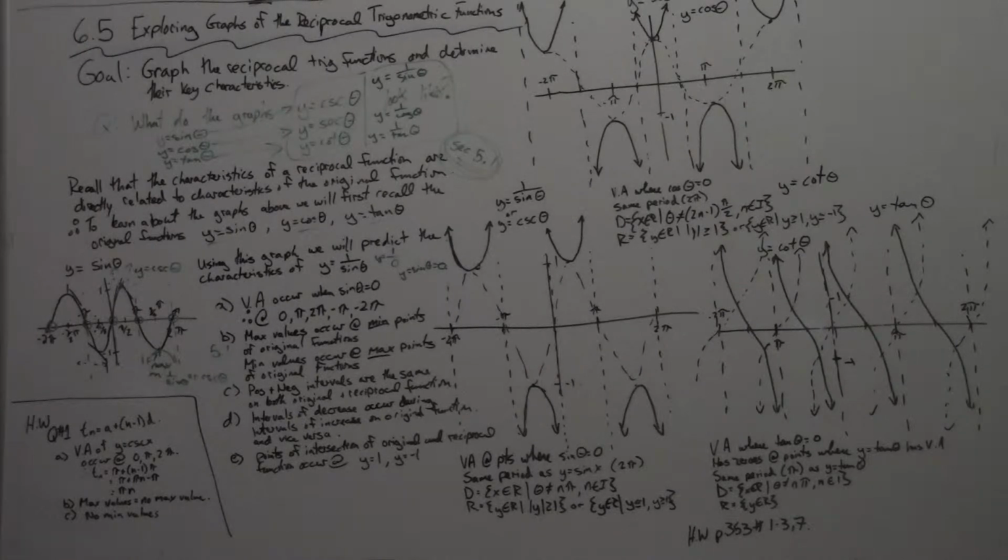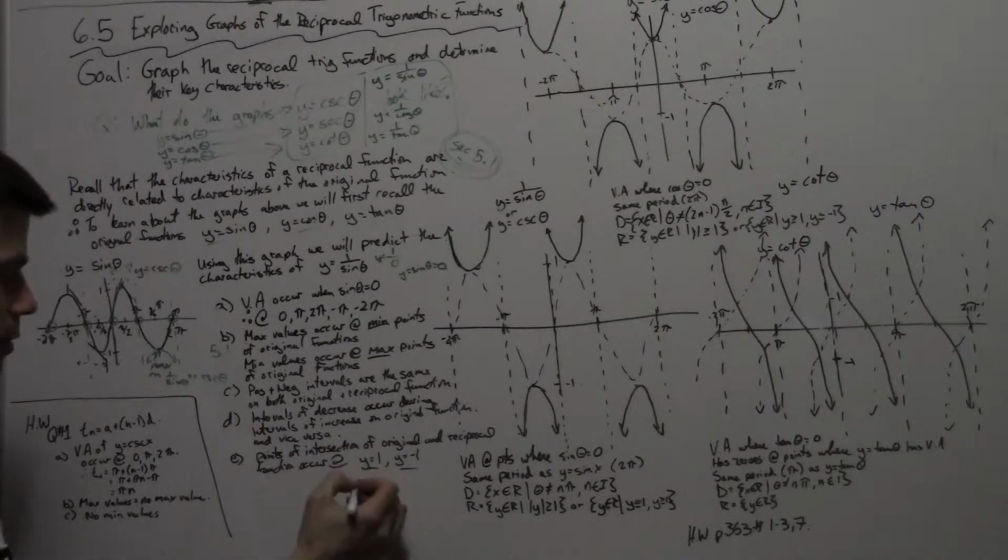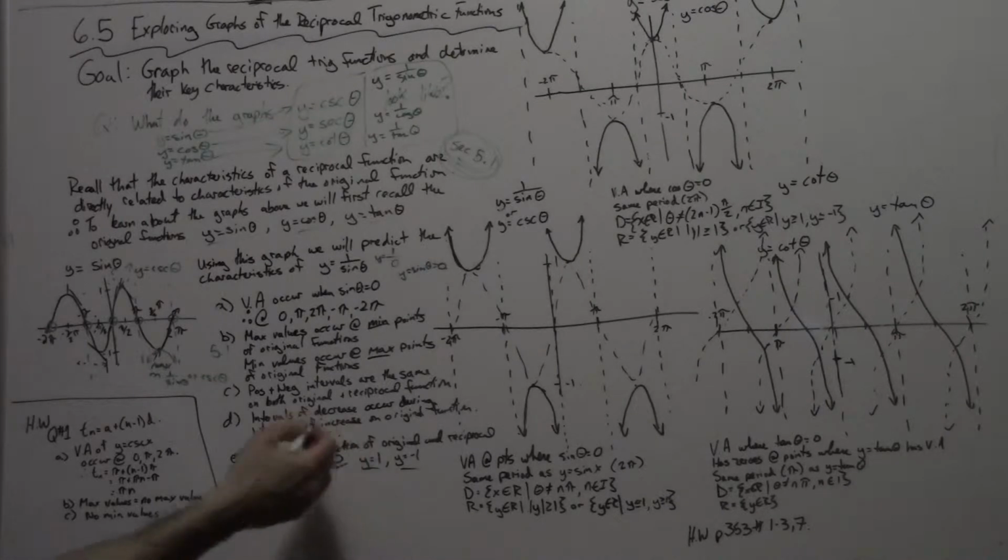And finally, the last point, again from 5.1, is that the points of intersection of the original and reciprocal function occur always when y equals 1 and y equals negative 1. The reason for that is because we're taking the reciprocal function. 1 over 1 is just 1, and negative 1 over negative 1 is negative 1 as well. So our reciprocal y values are equal to the reciprocal of the original function y values.